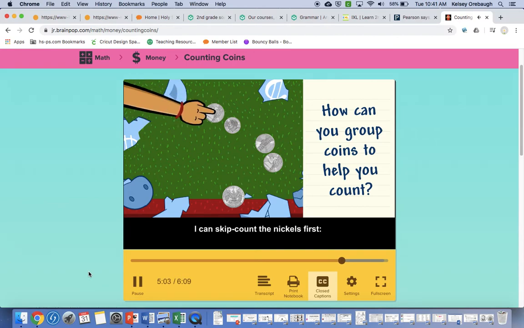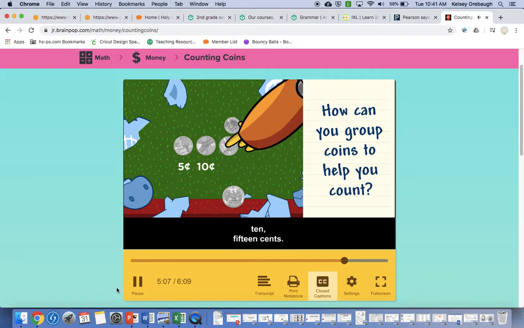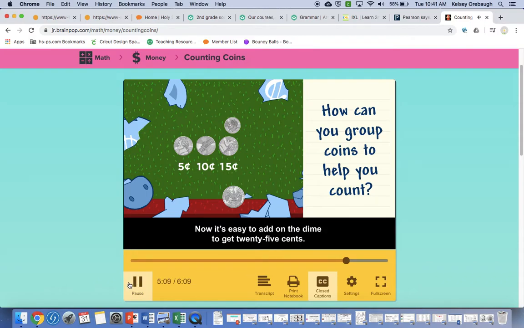I can skip count the nickels first. 5, 10, 15 cents. What did Annie skip count the nickels by? 5s, because each nickel is worth 5 cents. 5, 10, 15. Now it's easy to add on the dime to get 25 cents. 15 plus 10 cents, which is a dime, is worth 25.